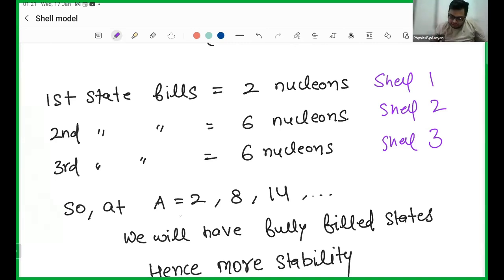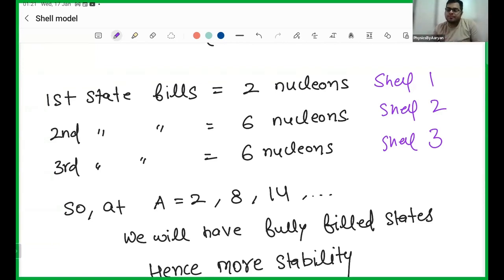So the first filling will happen at 2. The second filling will not happen at 6. It will happen at 8, because you need 8 nucleons: 2 of them will go in the first shell and 6 of them will go in the second shell. So it will be a completely filled situation.